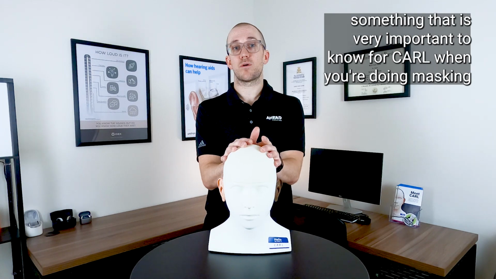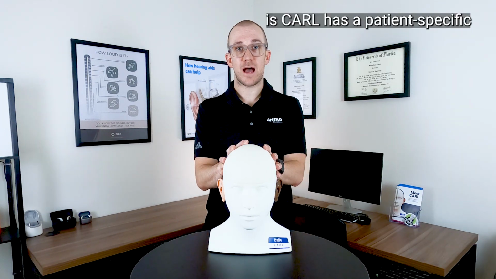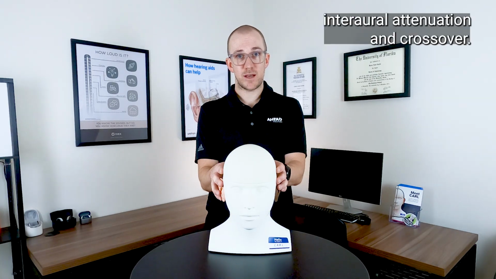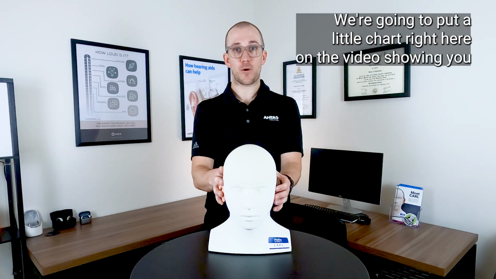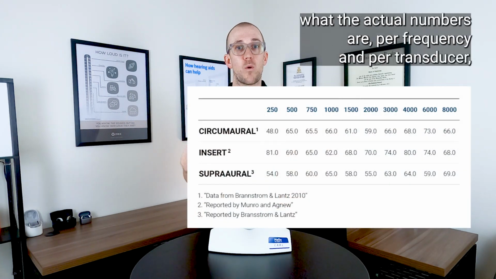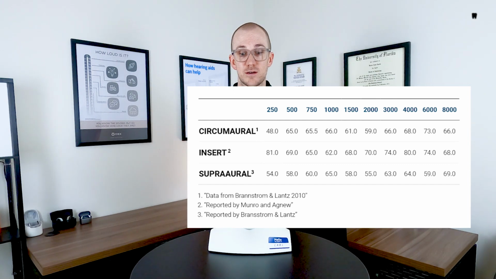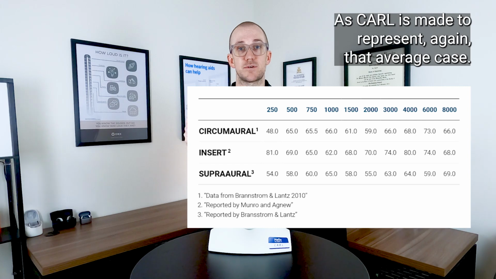Something that is very important to know for Carl when you're doing masking is Carl has a patient-specific interaural attenuation and crossover. We're gonna put a little chart right here on the video showing you what the actual numbers are per frequency and per transducer, as Carl is made to represent, again, that average case.